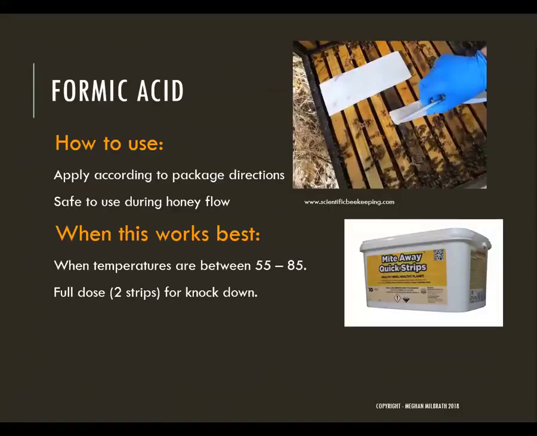So again, formic acid is one of our tools that we can use at the time that it's a peak. You notice in this picture, the beekeeper is putting on 2 strips. So that's the full dose of formic. You're going to apply it according to package directions. And again, you could still have honey supers on. The same temperature range applies for this, but we want to be even more careful about that upper end of it. And the nice thing about this treatment is that it's only 7 days for it to work.